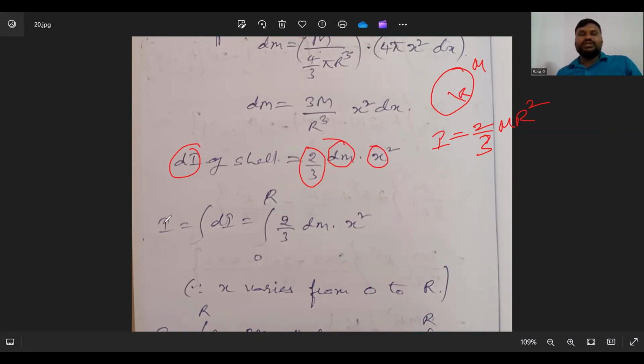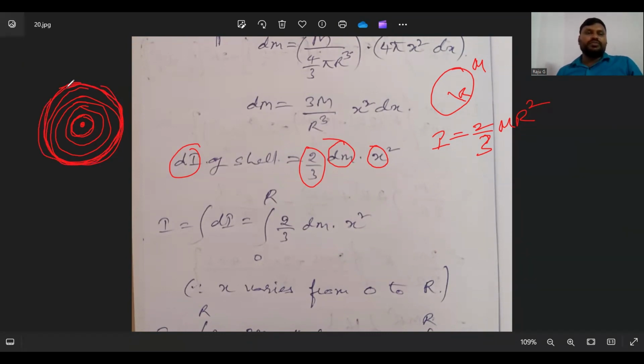Okay. So, if we integrate this shell from 0 to r, 0 to r means, this is a sphere. If the radius of the shell is 0, the shell is at the center. If the radius of the shell is little more than 0, the shell is somewhere here. If we increase the radius, and so on. If the radius of the shell is r, then the shell is at this point. So we are covering the entire sphere. Therefore, this x is varying from 0 to r. So integral 0 to r, dI is 2 by 3 dm x square.